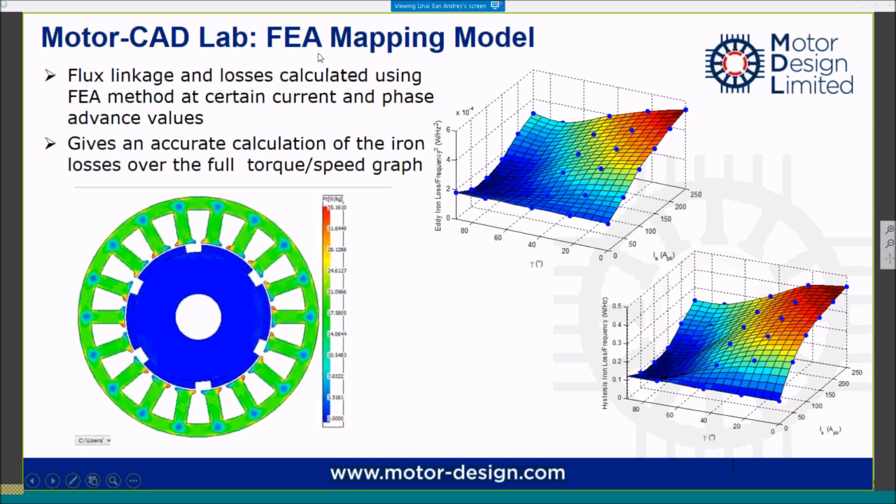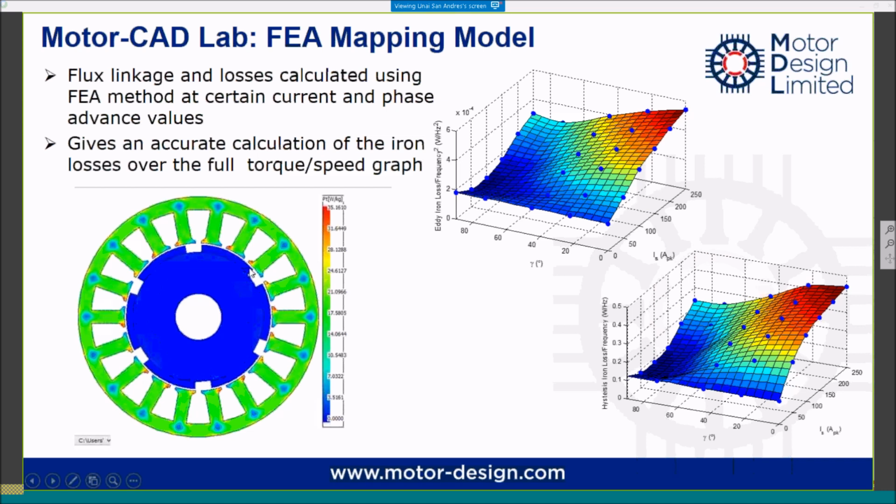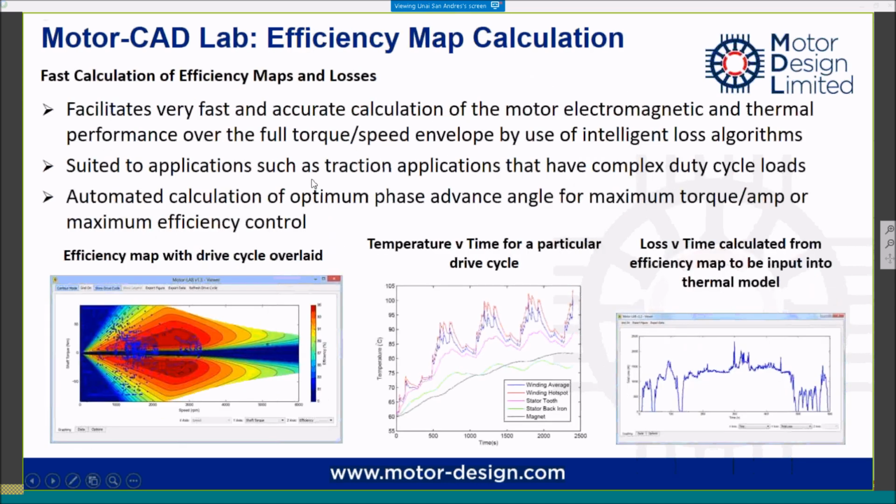And the third module I mentioned, which is Lab, is an analytical tool that runs FEA calculations to build 3D maps of flux linkage or losses of different parts of the machine, like the lamination or the magnet in different parts. So by doing sensitivity analysis of current and phase advance angle, we can interpolate the operating point at any speed and also any current. This interpolation allows us to calculate efficiency maps in seconds after building the model, which normally takes 5–10 minutes.